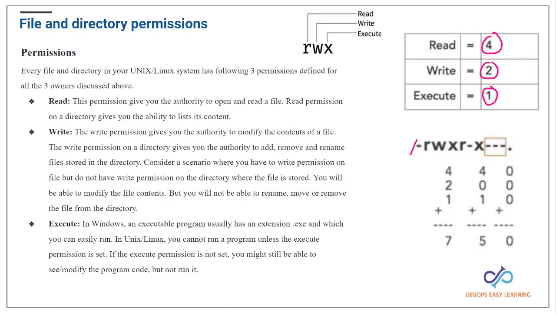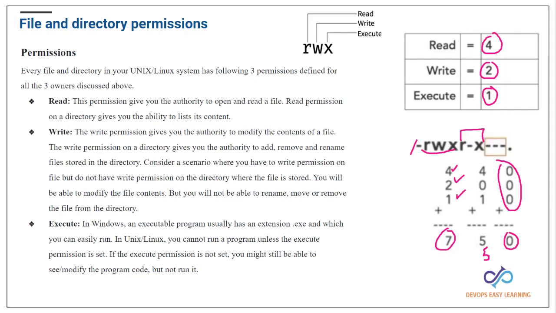This is basically a file because we have a hyphen, and the user here has read, write, execute, which means 4 plus 2 plus 1, 7, which means the user has full permission. The group here has read, not write permission, but has execute. And if we take 4, which is read, plus 0, which is write, plus 1, which is execute, this is going to give us 5, right? And others have no permission, and that is why we have 0, 0, 0. It gives us 0, right?